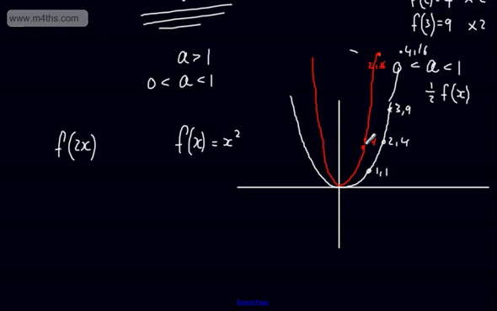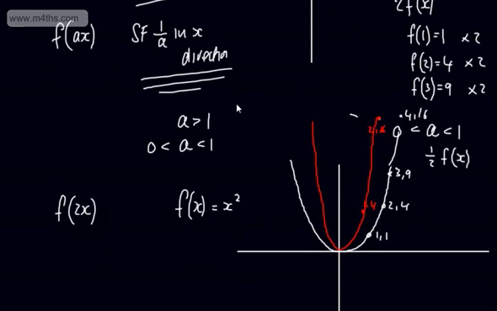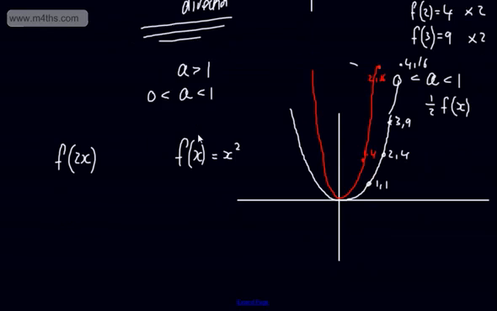So 2 has gone to 1, that's 2 divided by 2. 4 has gone to 2 to give us the same value. So this is a 1 over a. So if we had, for example, now 6, all I'd need to do is 3. So we can see now that it's a 1 over a scale factor, and that's when a is going to be greater than 0.